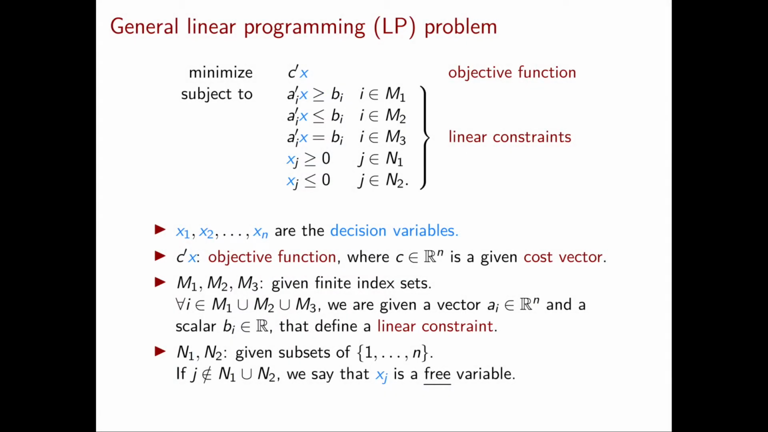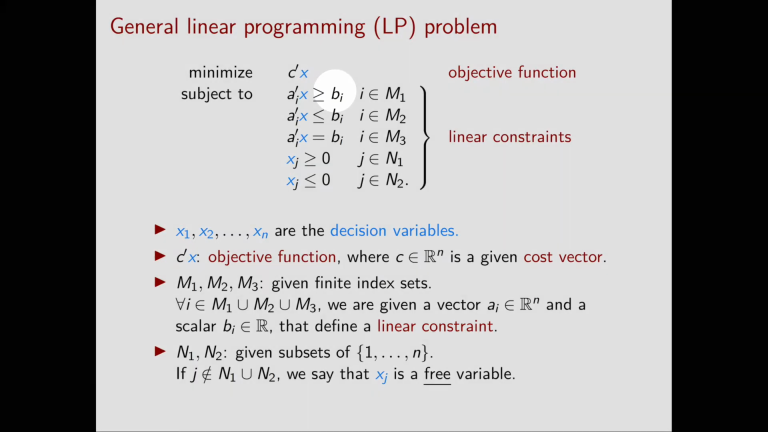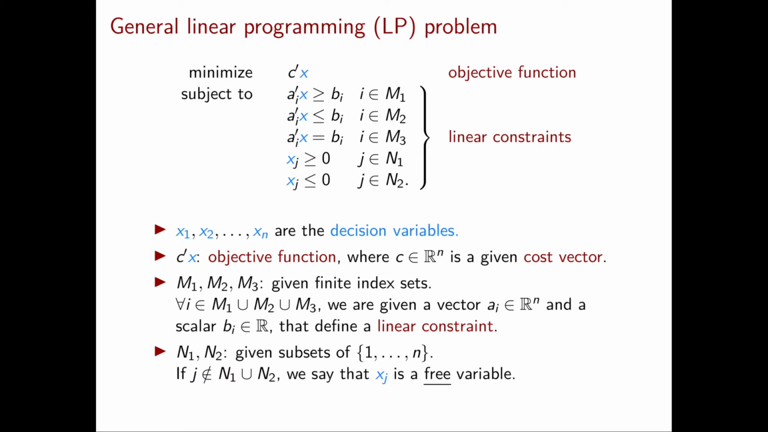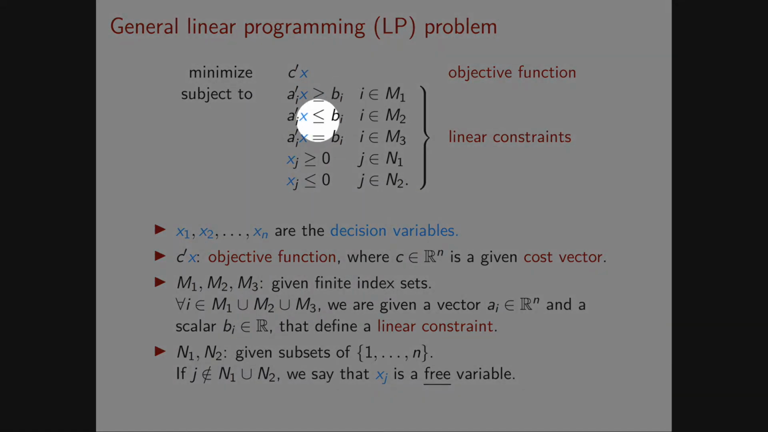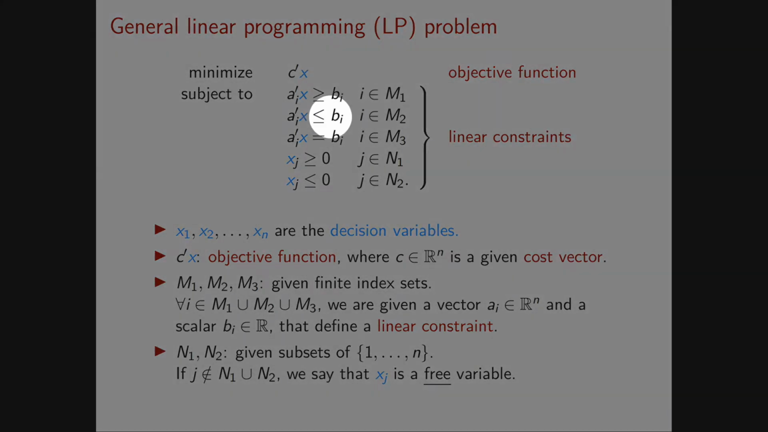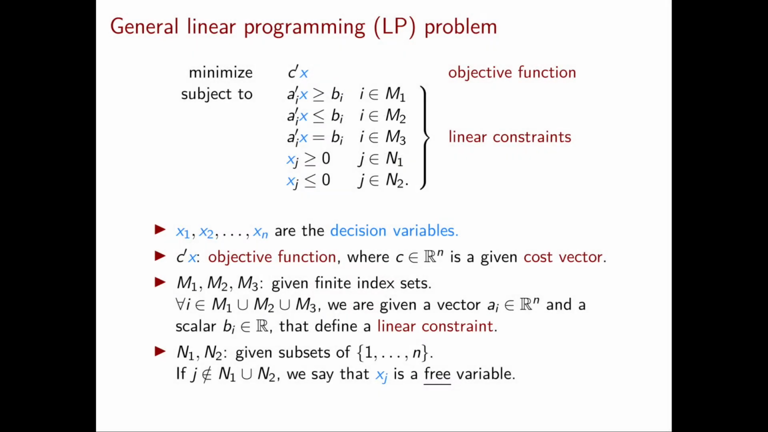Since we can have many of these inequalities, we're going to index them with an index i in a finite index set M1. Similarly, we're going to have inequalities of the form less than or equal to, and an associated index set M2, which is disjoint from M1. Then we can have equality constraints, and we're going to use an index set M3, which is again disjoint from the previous two.